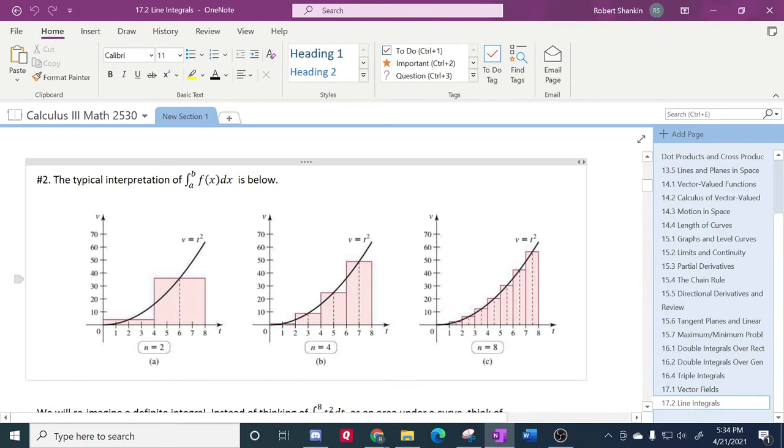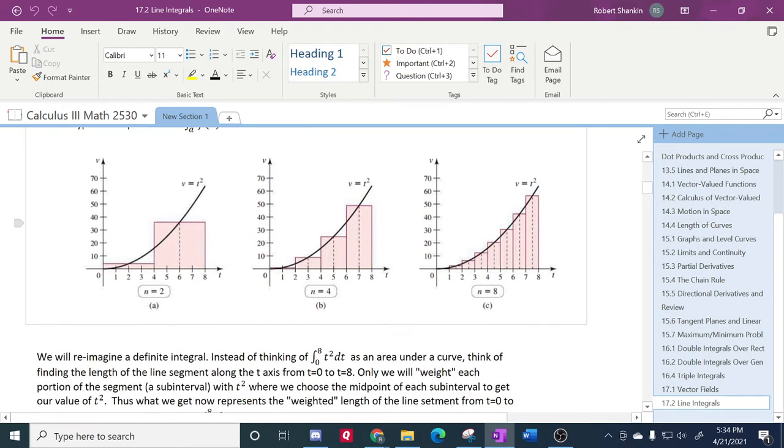Suppose we're taking the definite integral from 0 to 8 of t squared dt. And we divide it up into 2 regions. We keep doubling the n, and we get the areas of these regions. We get better and better estimates of the area under the curve. And we take the limit as n goes to infinity, and you get the exact area under the curve. That's how the integral was defined in order to get areas under curves.